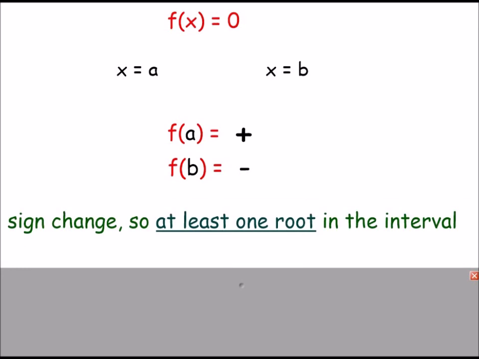So a sign change here would suggest there is at least one root in the interval. Now it could be that in the question it said that there is clearly one root, then you don't need to say at least one root. Or on a graph you've seen there's exactly one root in your interval, then again you don't use these words, at least one root, then you would just say sign change, so hence root in the interval.